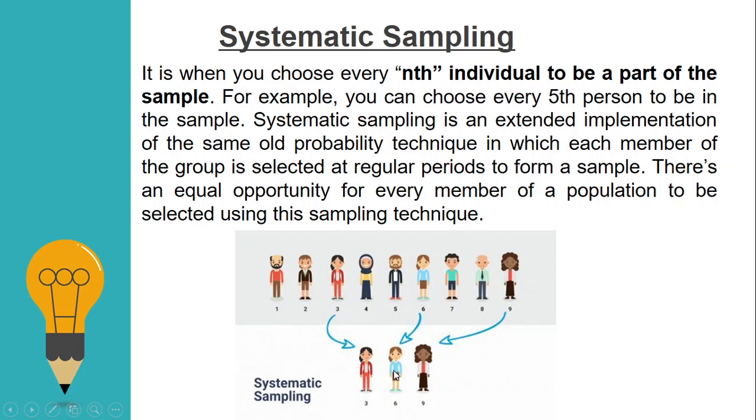Actually, systematic sampling is a statistical method that researchers use to zero in on the desired population they want to research for a study. A researcher calculates the sampling interval by dividing the entire population size by the desired sample size. Systematic sampling is actually an extended implementation of probability sampling in which each member of the group is selected at a regular period to form a sample.